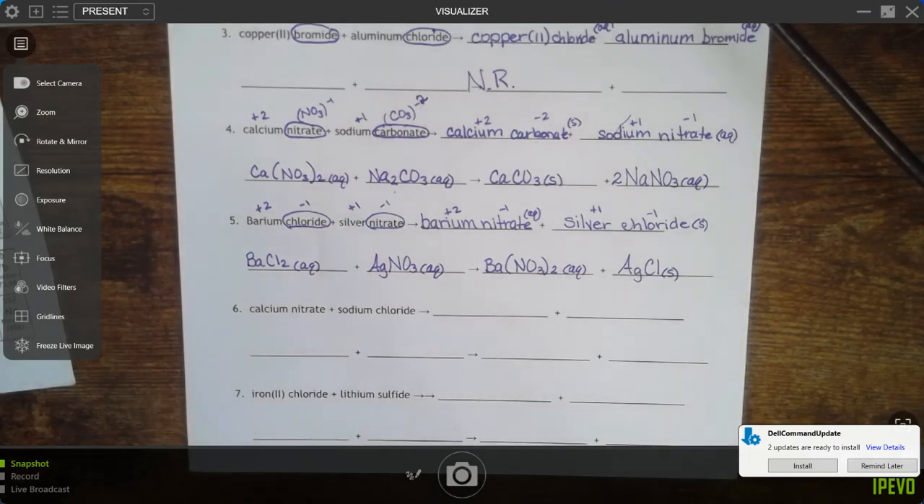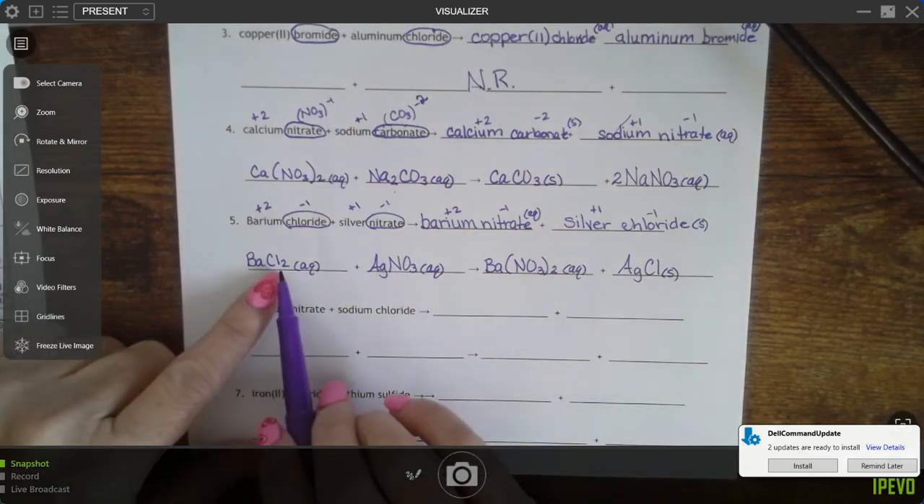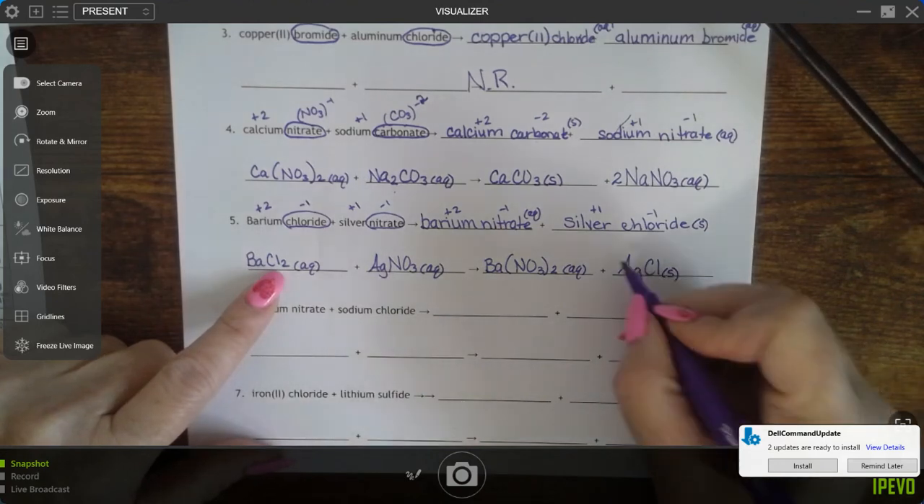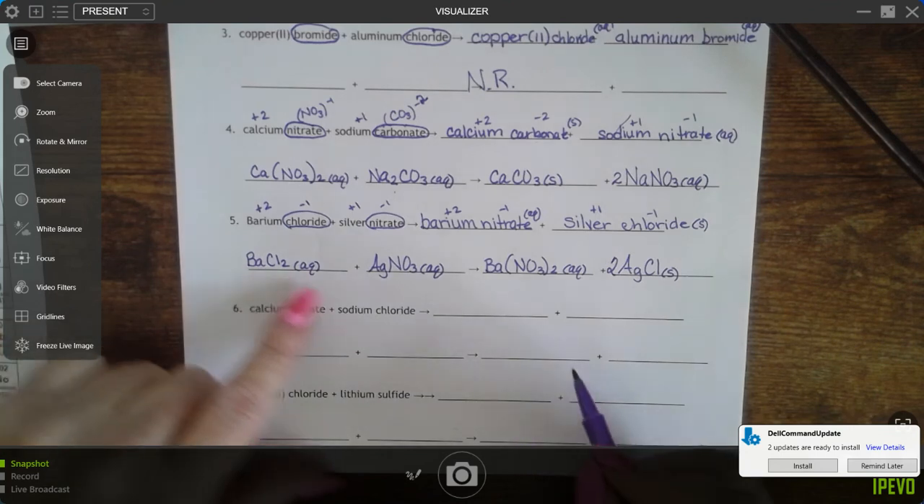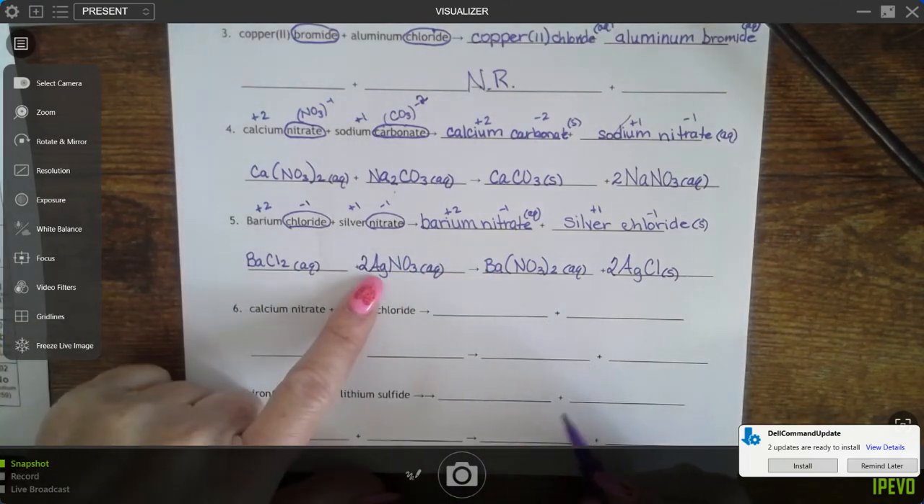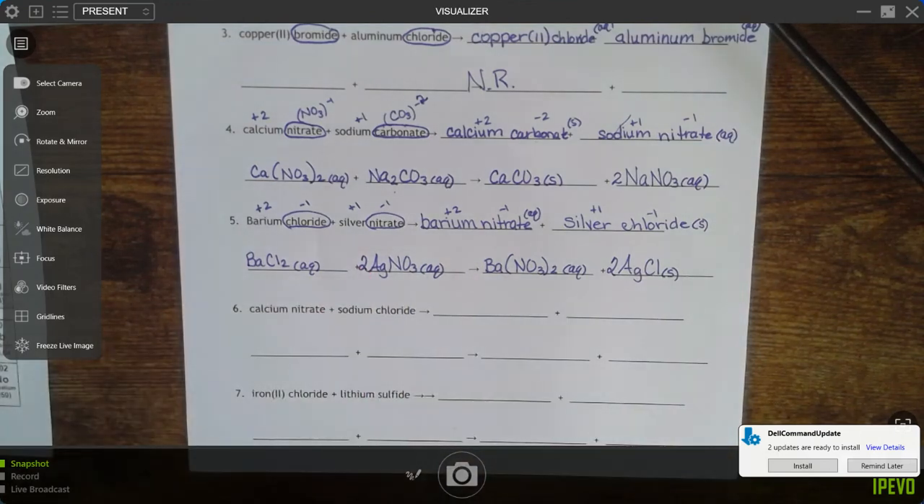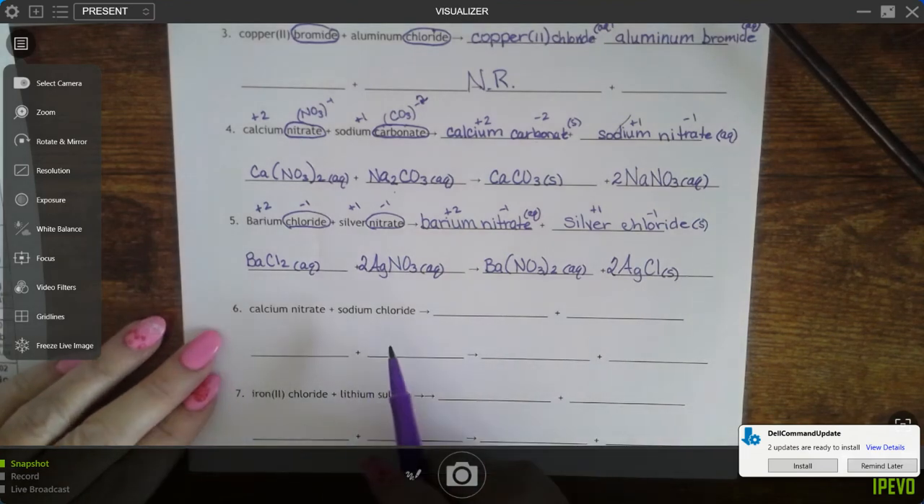All right. Let's see. Does this one need to be balanced? We've got 2 chlorine here and only 1 over here. So I need a 2 in front of the silver. Then I've got 2 silver, so I need a 2 here. And that gives me 2 nitrates, so that equation is balanced. All right? Okay.